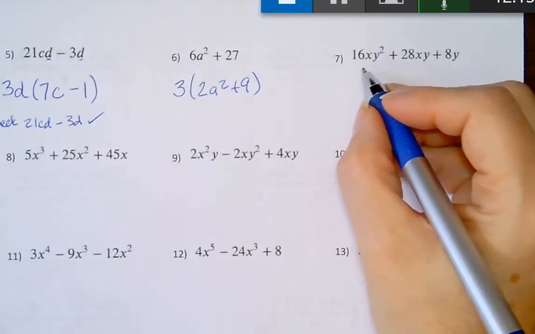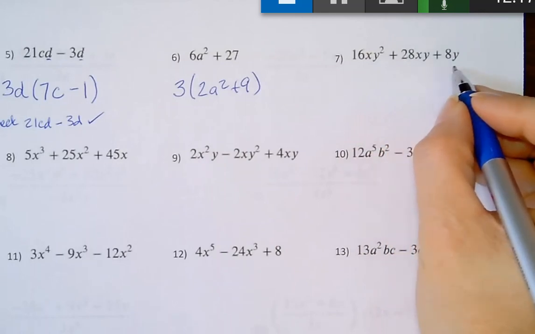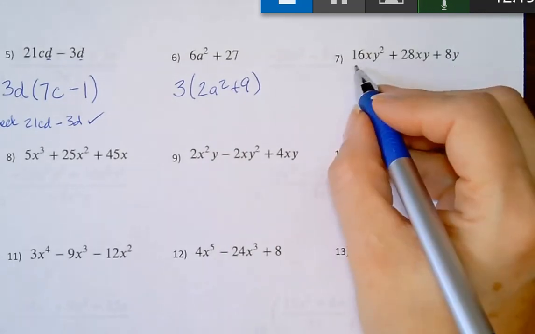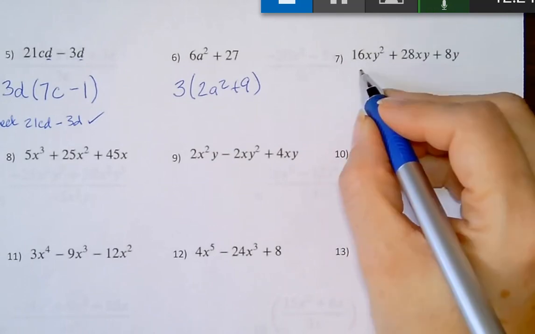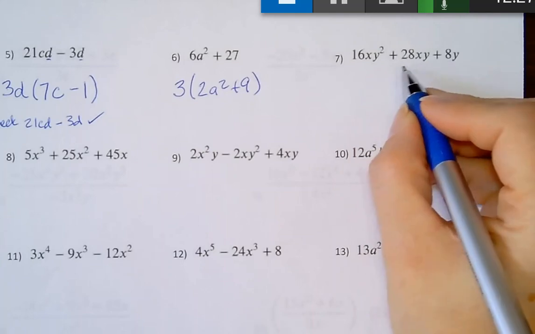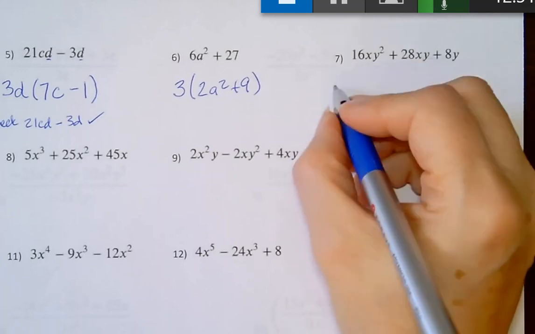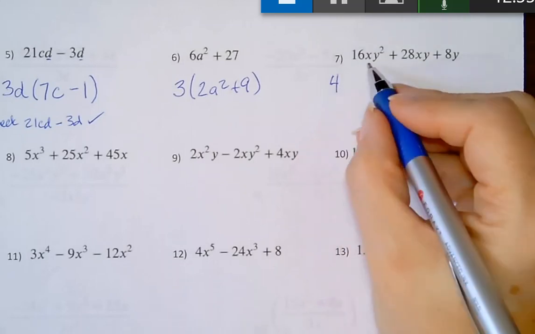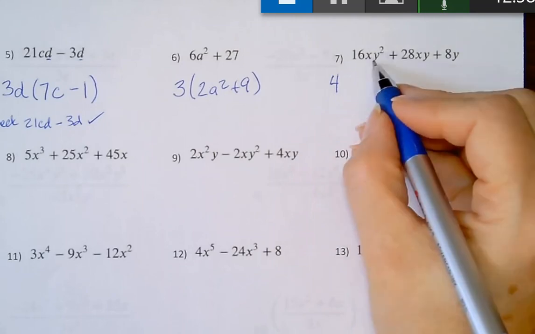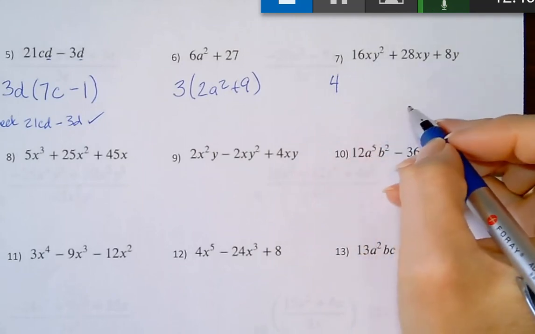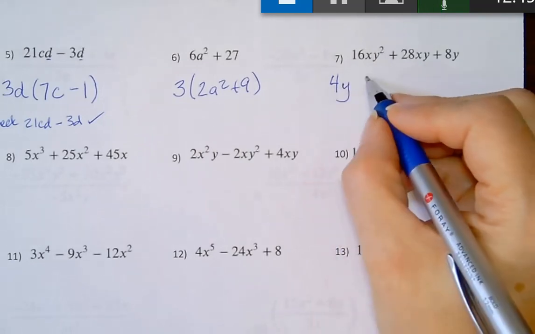Okay, here I have 16xy squared plus 28xy plus 8y squared. My numbers, 16, 28, 8. Looks like I can take a 4 out, right? Because 8 does not go evenly into 28, but 4 does. So I'm going to pull a 4 out, and then x, no x. So I can't take x out. Y, I can take y out of everything. So I'm going to say 4y is what I'm pulling out.